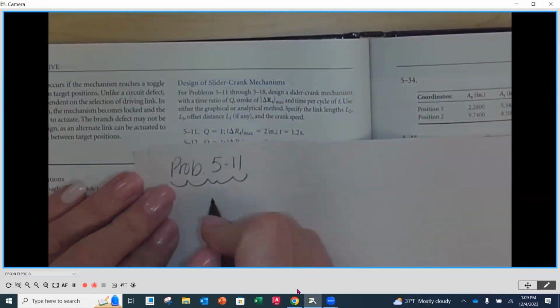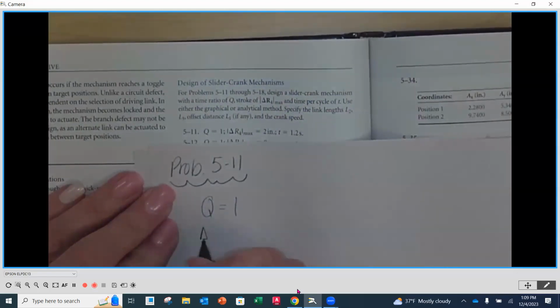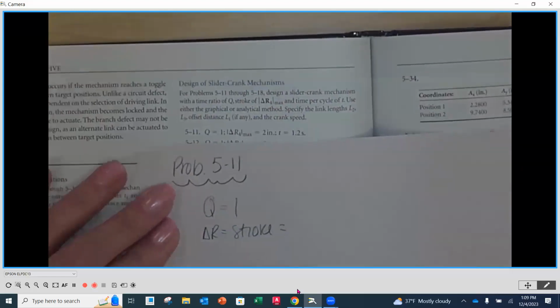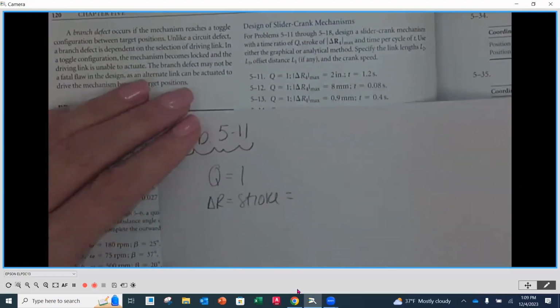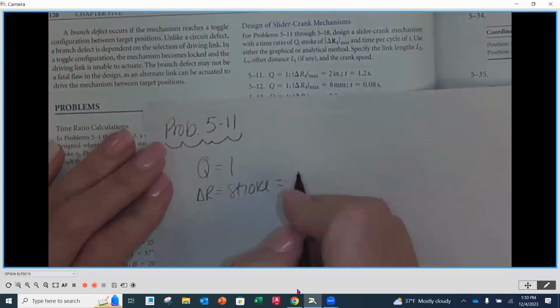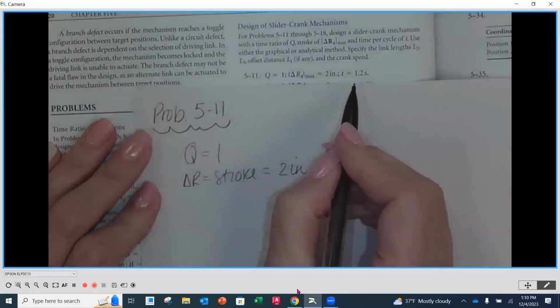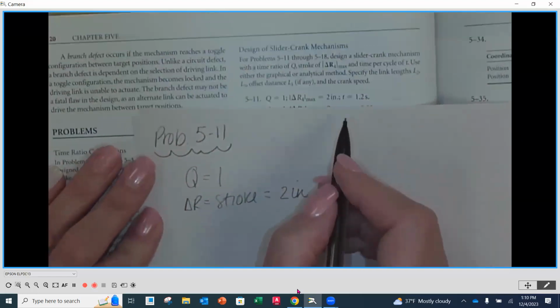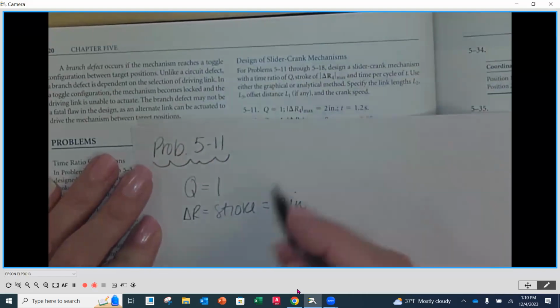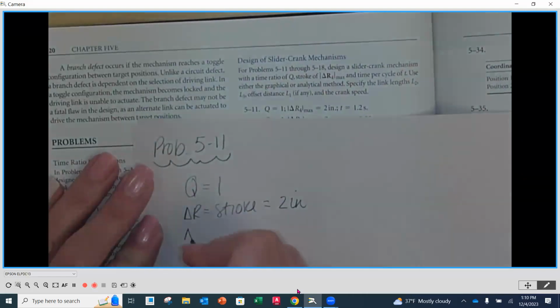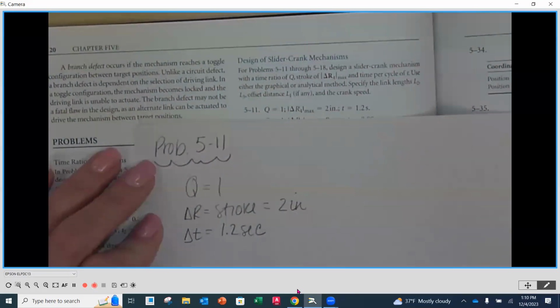And what they're giving us is Q is equal to 1. Delta R, which is equal to, I like to say that's our stroke. I just feel like delta R is just a weird variable to use for a distance, but they do. Our stroke is going to be 2 inches. And our time, they're just calling it T, but this is the time per cycle. So that is actually delta T, according to our equations, equal to 1.2 seconds.